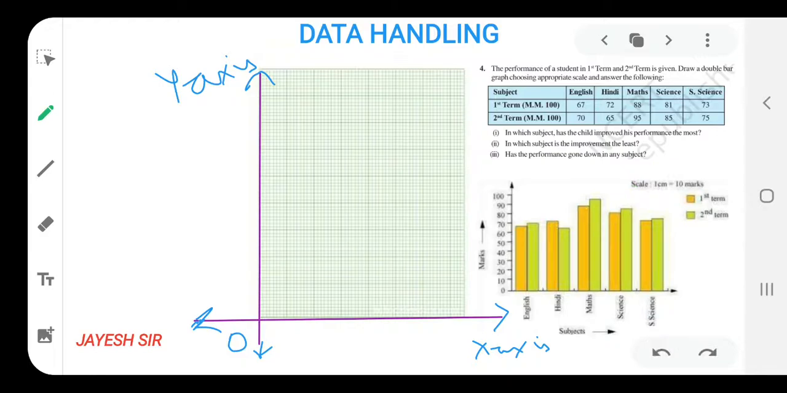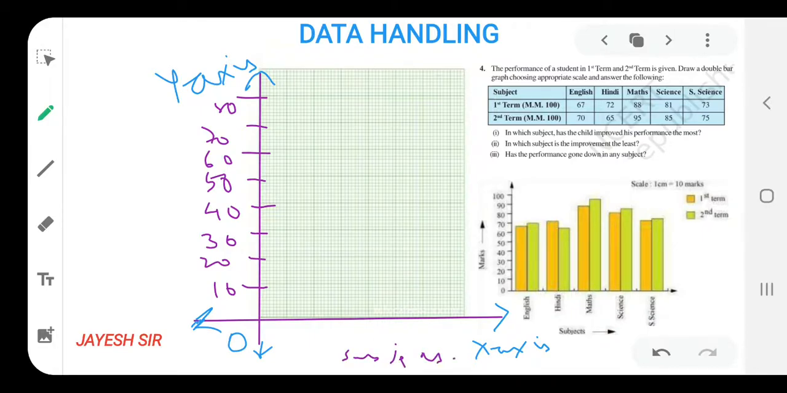Now what are the things that are left? So let us begin with that. I am writing the scale. This is 0, then it would be 10, 20, 30, 40, 50, 60, 70 and 80. In this way it would be there. Here we will write about subjects. I am finding a lack of space, that's why I am not able to write it over here. Subjects would be here, and here we will write about marks. So I am writing marks over here, and we'll put the arrow like this.